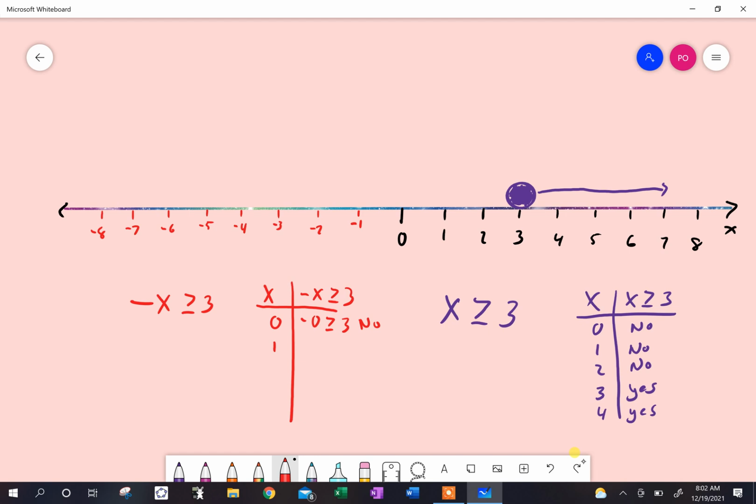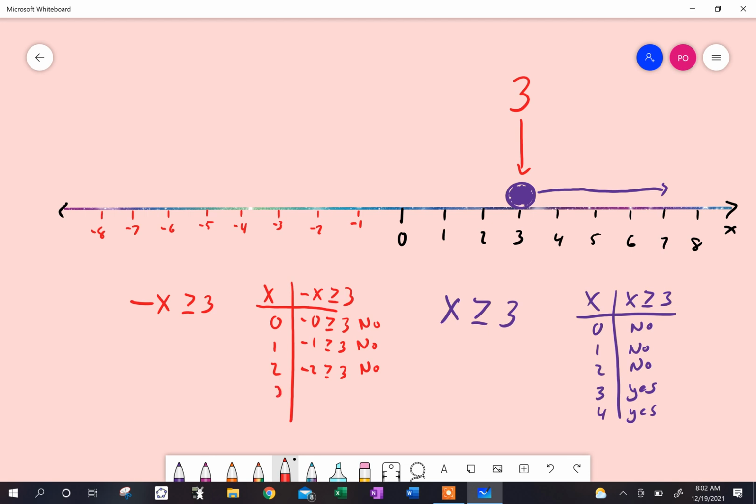I'm going to take a look at 1. Is negative 1 greater than or equal to 3? Here's negative 1. Oh, here's 3, right? I just want to make sure everybody realizes that. Here's negative 1, and here's 1, and that's obviously not true. When x is 2, this becomes negative 2 is greater than or equal to 3, and that's still no. So now you might be thinking, well, wait a second, how come? Well, those didn't work for the other one anyway.